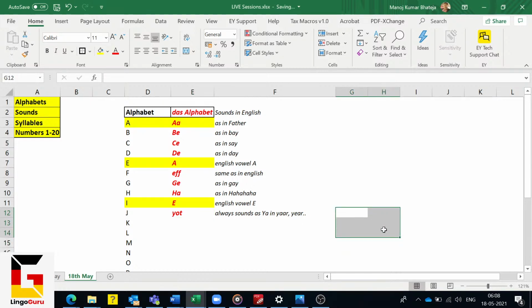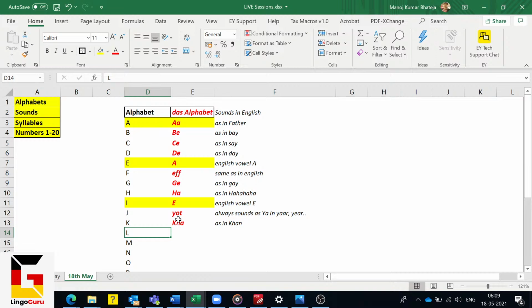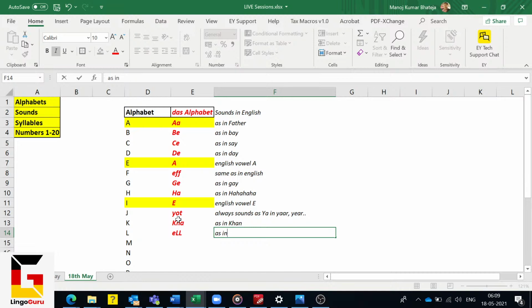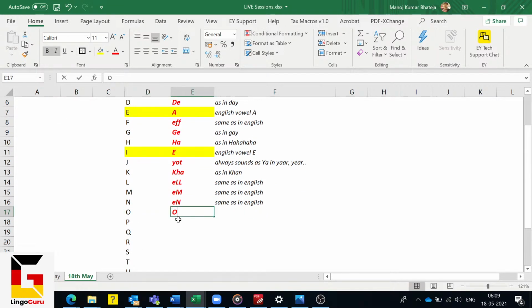Yacht. Okay. Then we have Kha. This is Kha, as in Khan. Okay. L, same as in English, but a little extra stress on the L part. This is again same. M, same in English. Same sound, same pronunciation, same everything. We have O, same as in English.